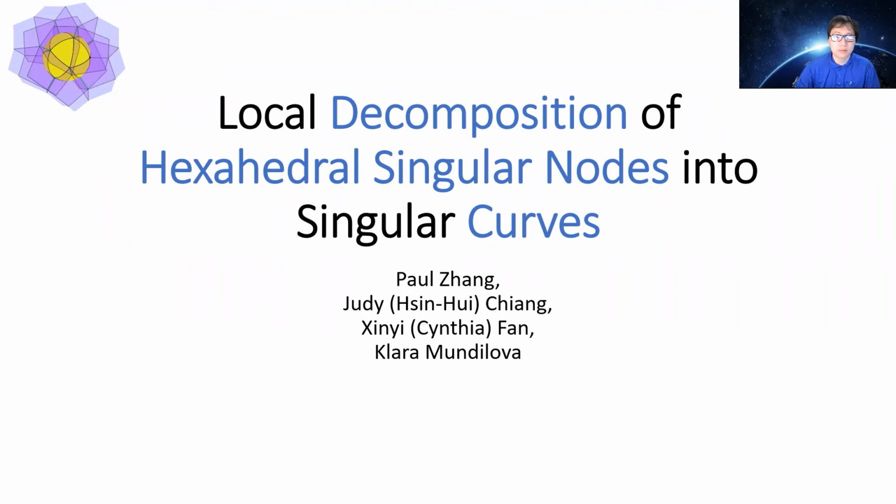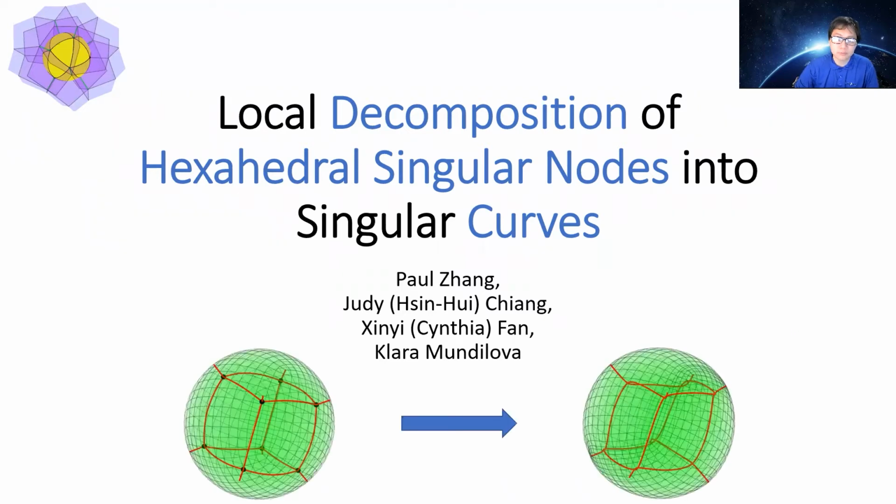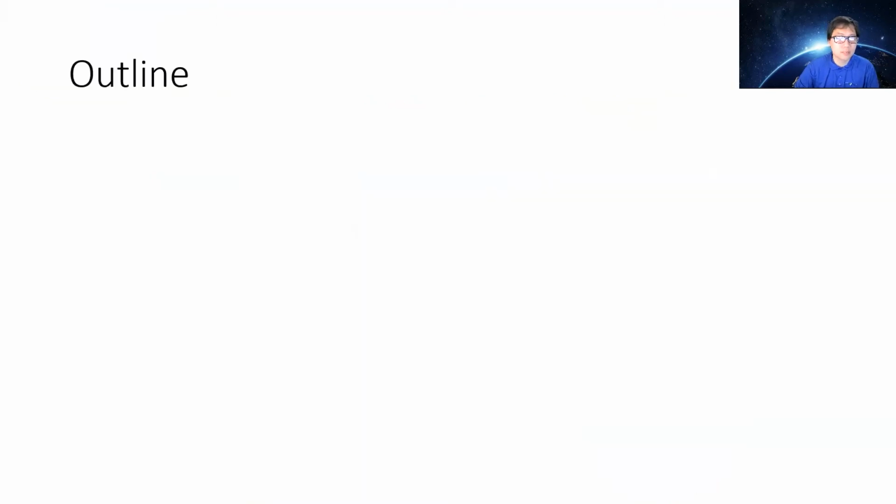I'm Paul Zhang, a graduate student at MIT, and in this talk, I'd like to share some of the work we've been doing on the topology of hexahedral singularities. Our primary concern will be to convert hex meshes like the one on the left into ones like the mesh on the right. The structure of this talk will be as follows.